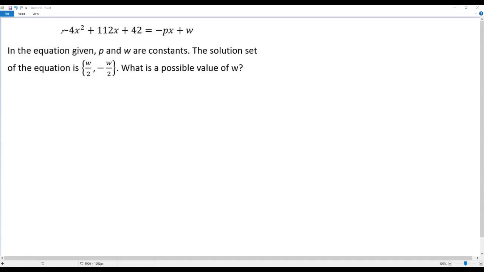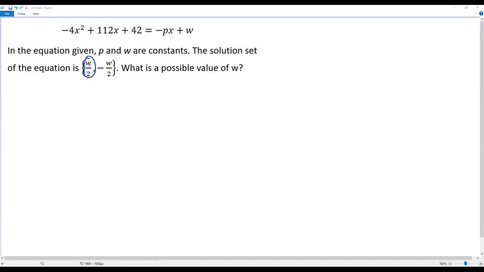Okay, for the equation given over here, there are two solutions. So one is w over 2 and the other one is negative w over 2. And we have to find the value of the constant w. Since w over 2 is one of the solutions for this equation, what we can do is plug in this w over 2 for x over here. In that case, w over 2 will satisfy this equation because it is one of the solutions.